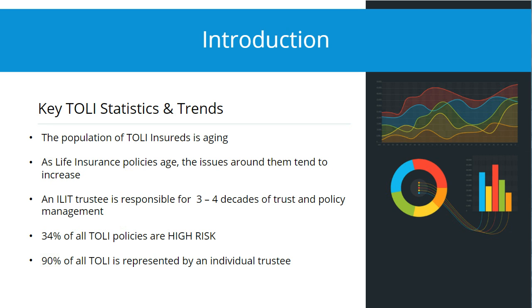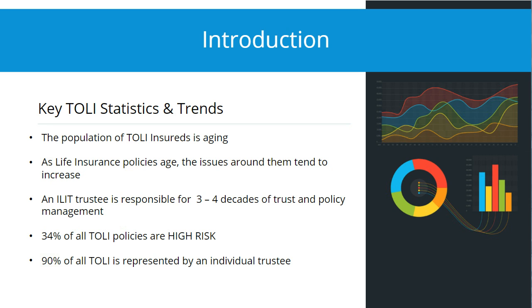The third is trust duration. The average age of an ILIT is 20 years. However, the average duration is 35 years. This means that a trustee is responsible for 3 to 4 decades of trust and policy management. What could possibly go wrong in a 40-year time span? Of course, the short answer is a lot.